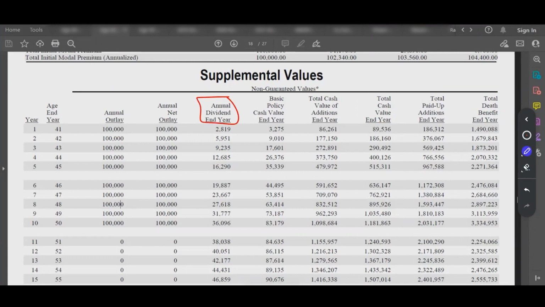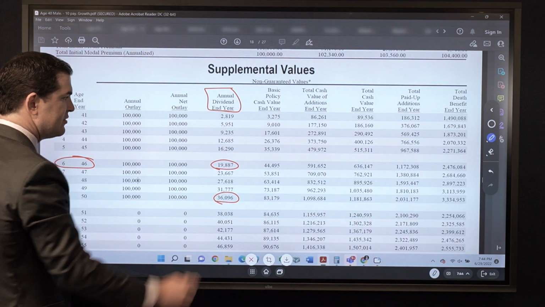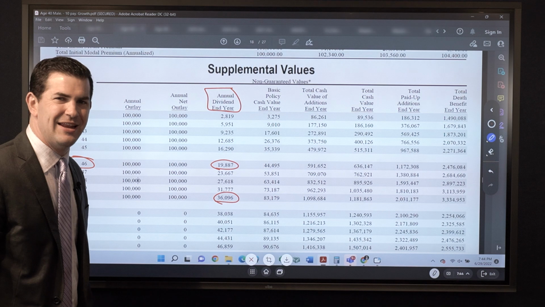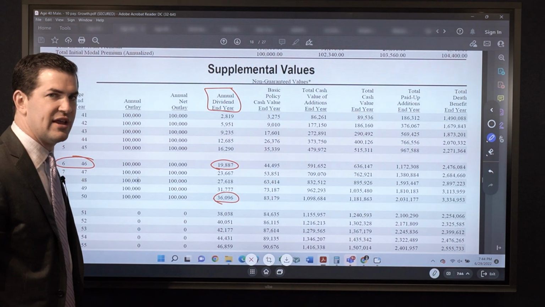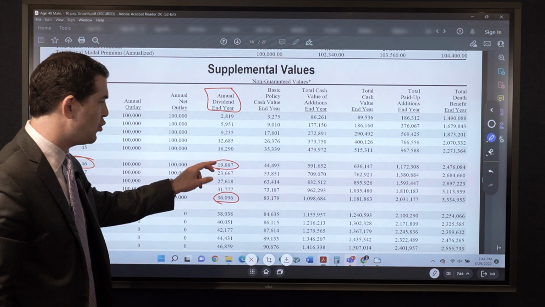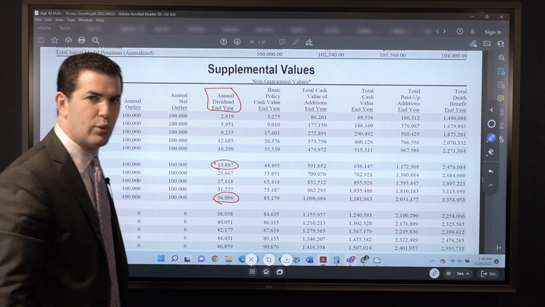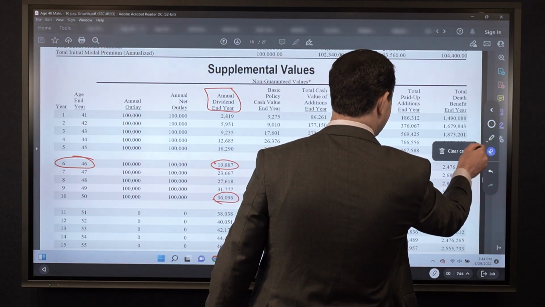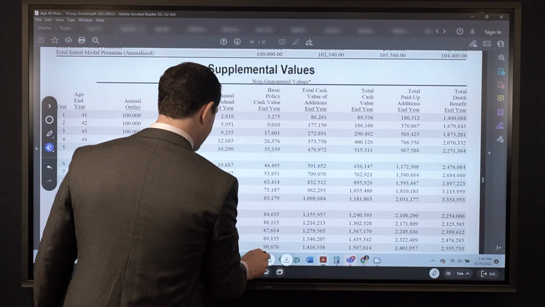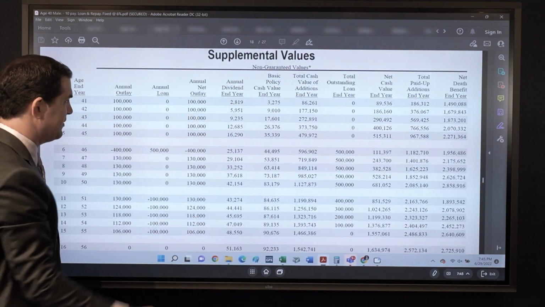Let's look at year 6, because this is the year we're going to take a loan out. There's your dividend, and look at year 10. Dividend is $36,000 and change. So year 6, just under $20,000, $19,887. And then year 10, $36,000. Call it 20 and 36. Let's take a look at the loan illustration.